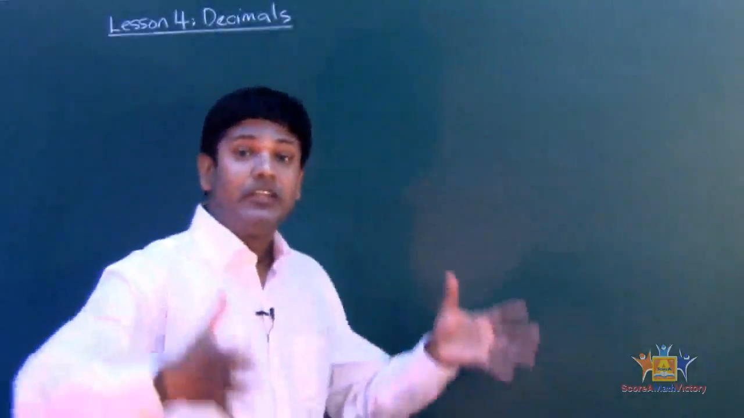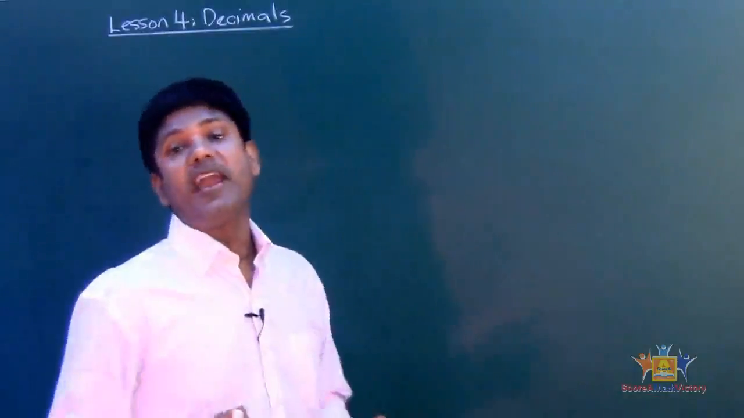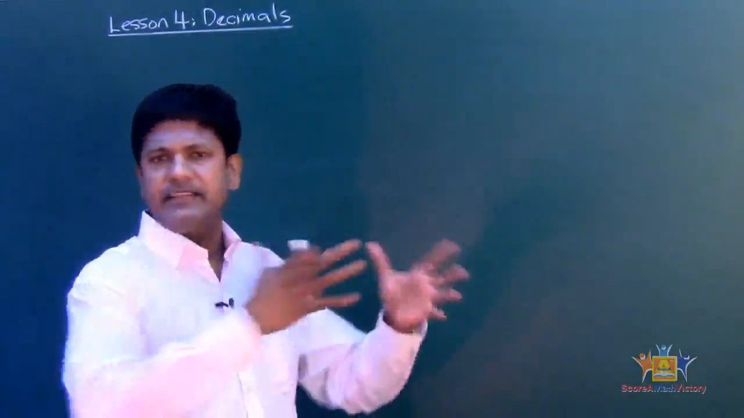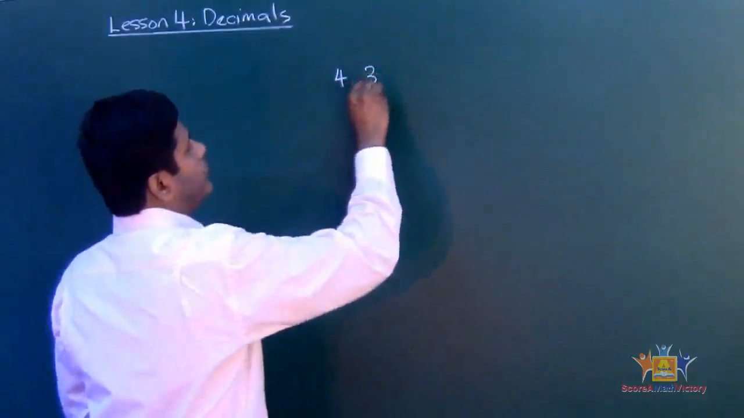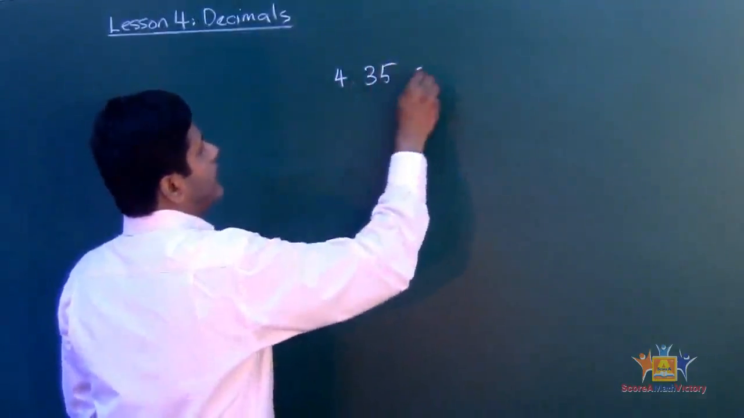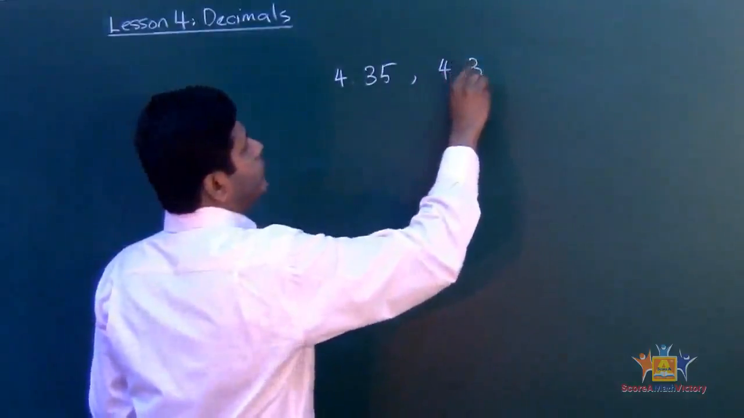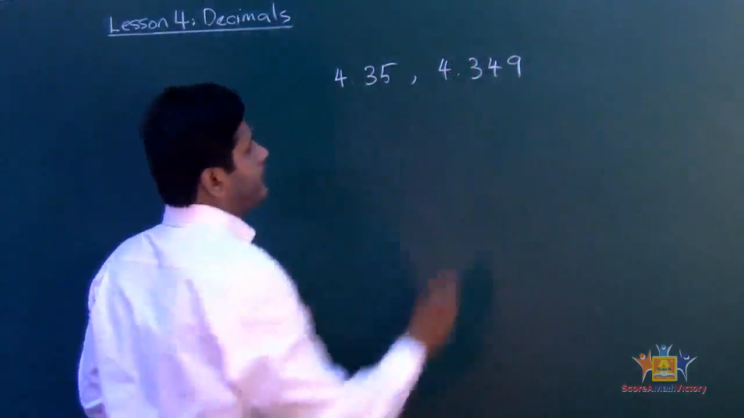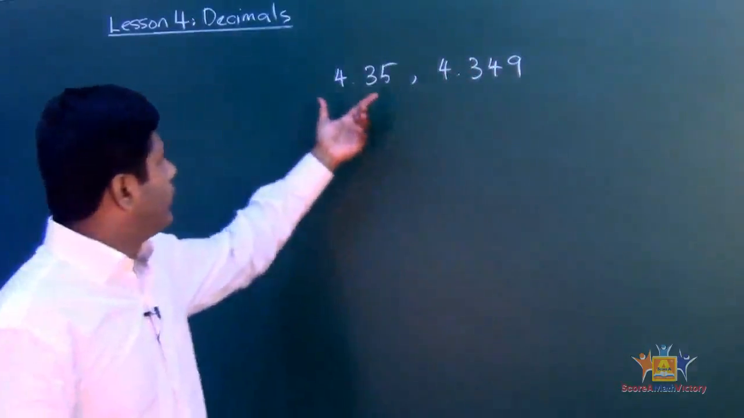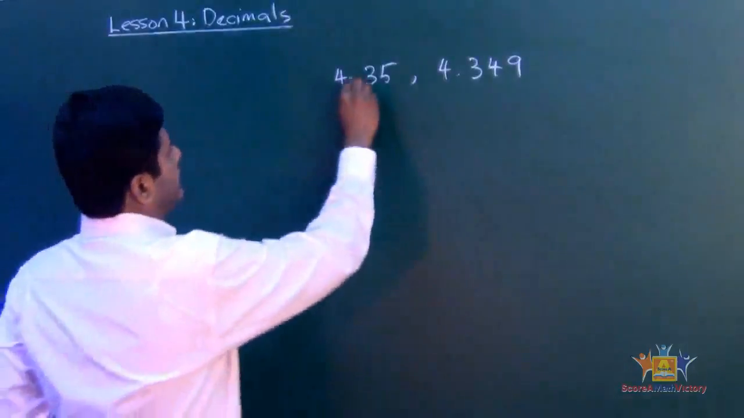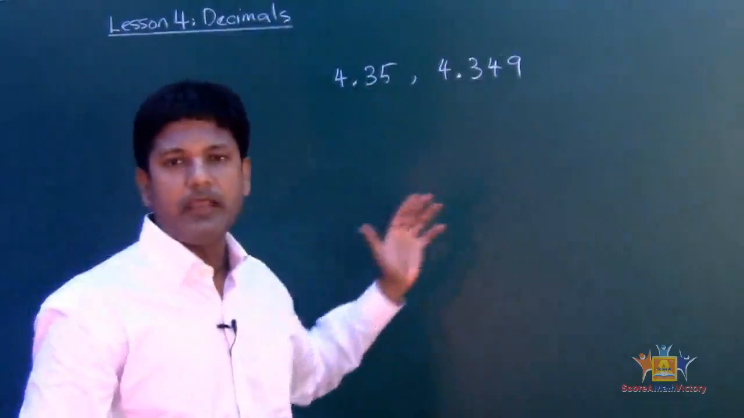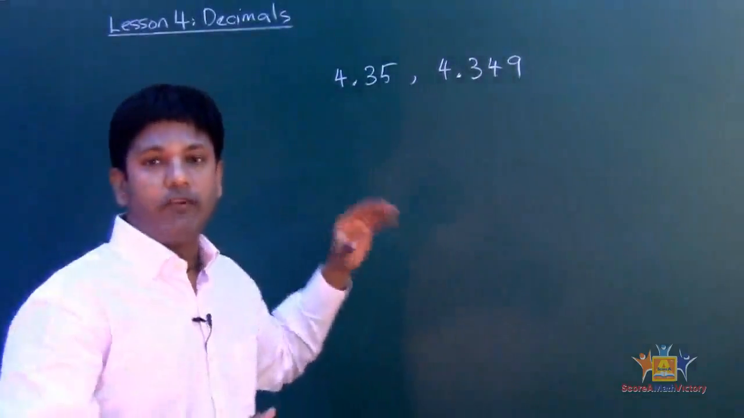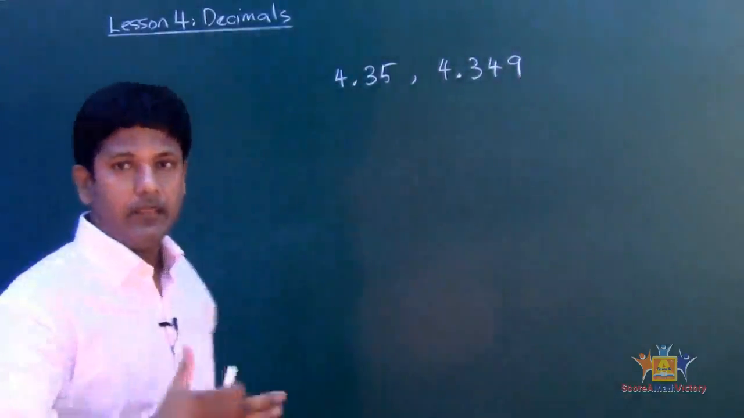Alright, my dear students, so now let's talk about comparing decimal numbers. Alright, let's say if I give you a couple numbers. Let's say if I give you 4.35 and then I give you 4.349. So look at this. You get 2 decimal numbers, alright? So decimal right there, okay? Now we want to compare and then arrange them in an increment order. In other words, from small to big, okay?